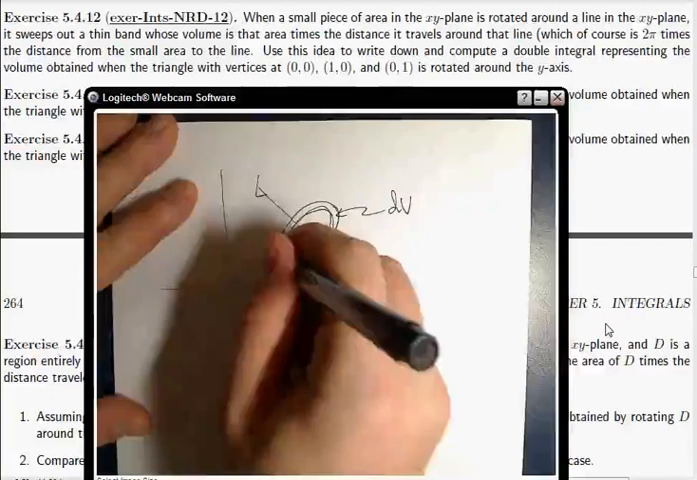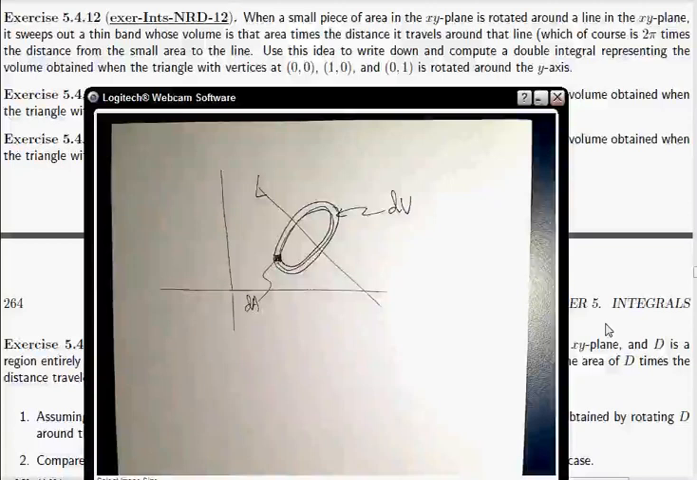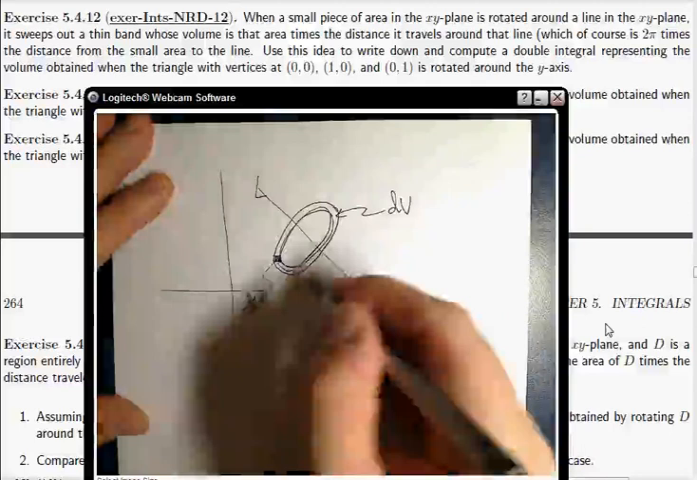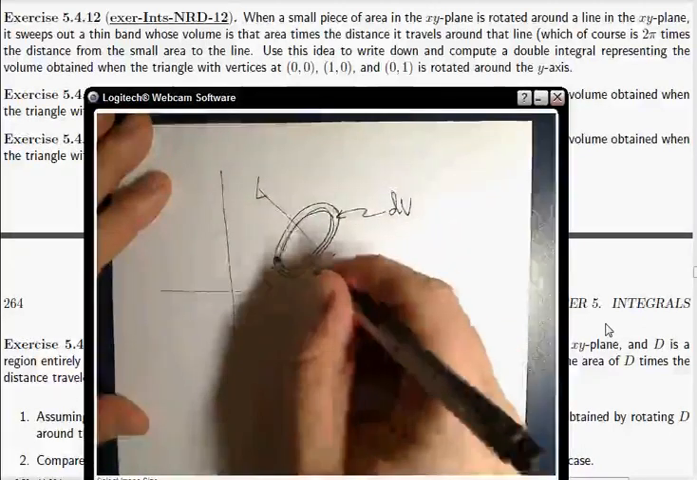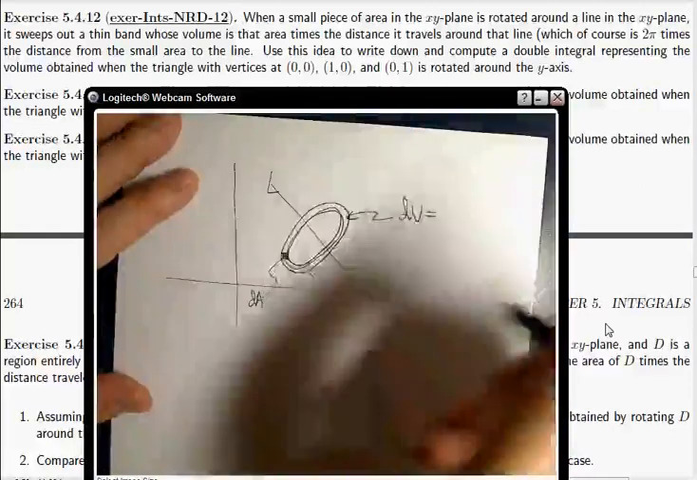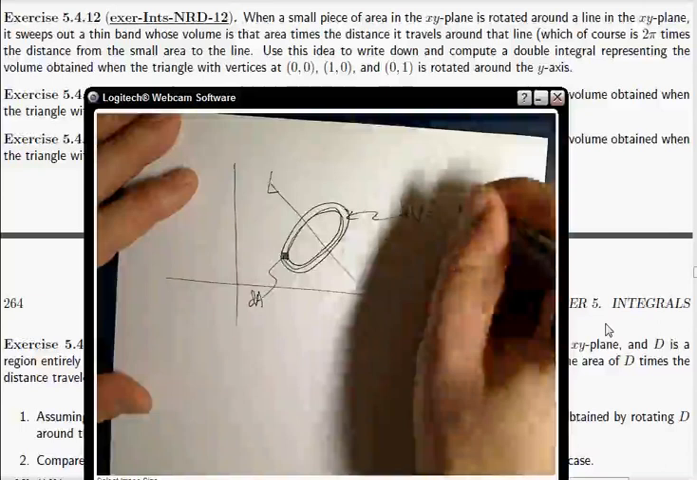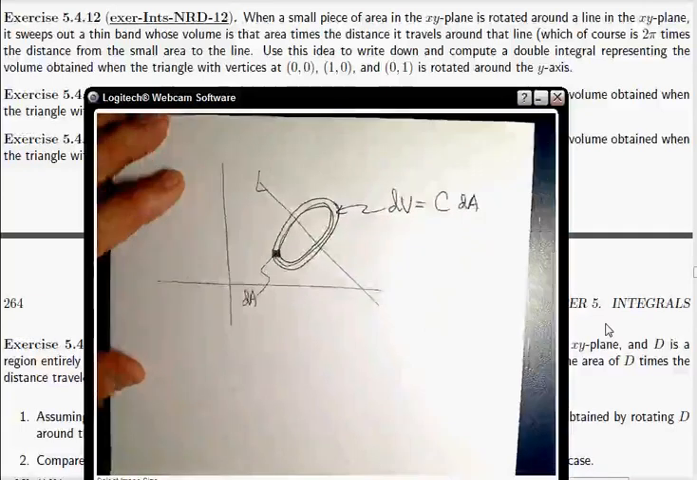We've got this little piece of area there, right? And I claim, if you think about it, one thing you could do is take a pair of scissors, this is sort of a rubber band of sorts, and just chop it at one spot and straighten it out. And I claim that dV is going to be the circumference times that area. Does that make sense?